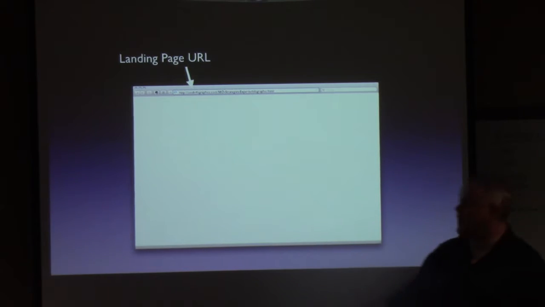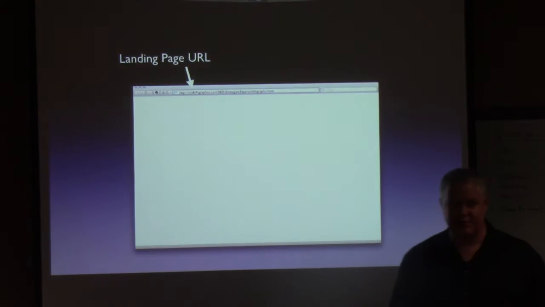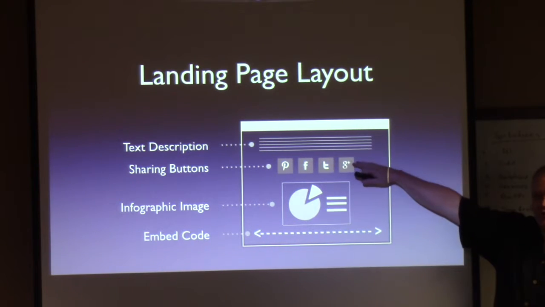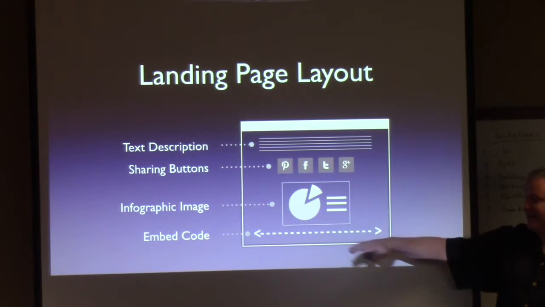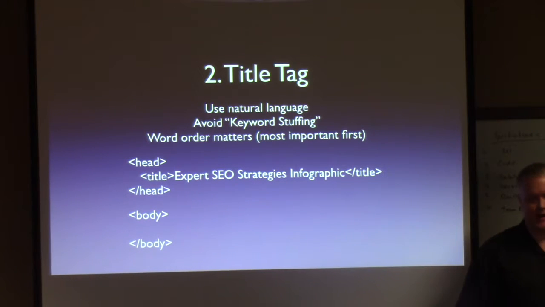So my landing page URL, we're going to start building our landing page. It shows up in my address bar. That's where someone's going to type in to get there. Now our landing page layout in general is going to look like this. We want some text, we want some social media sharing buttons, we want the infographic, and then we want some embed code. Okay?